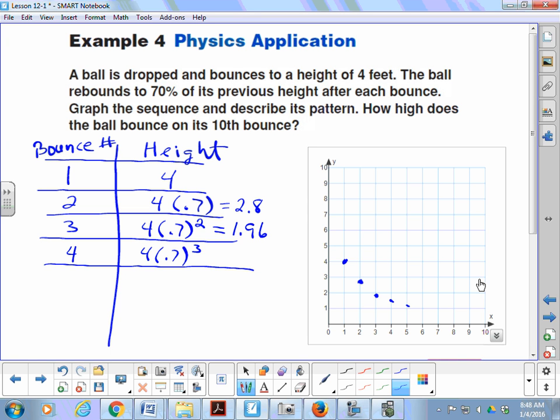Yeah, I'm just guessing what these are. What's the next one? 1.373. 2. Okay. And then on the fifth bounce, it's what? 0.96. Okay.